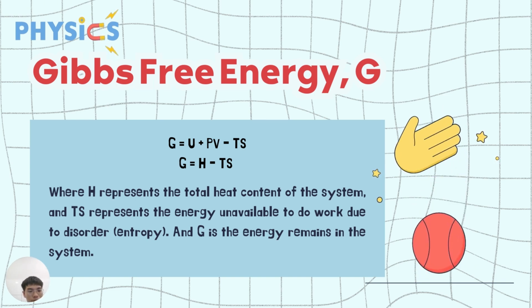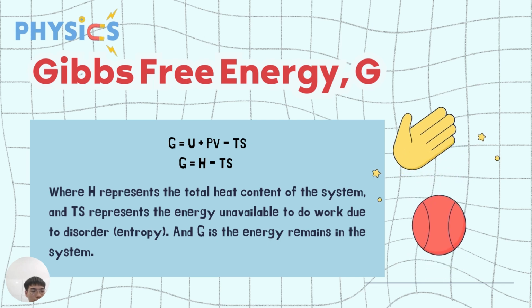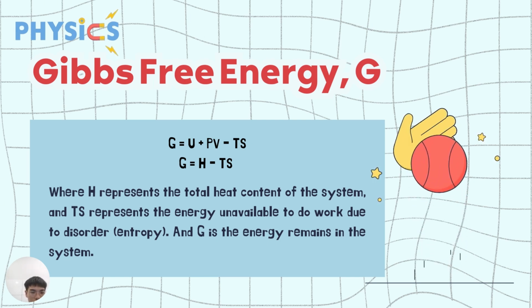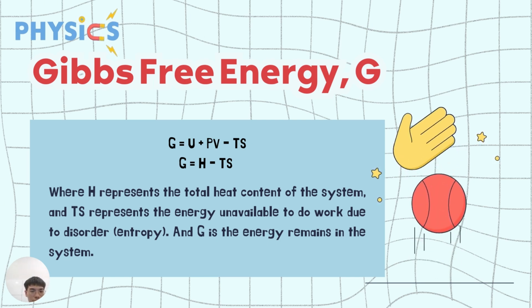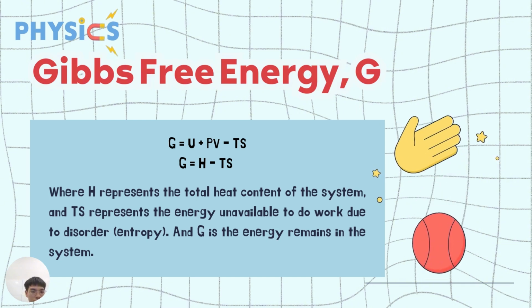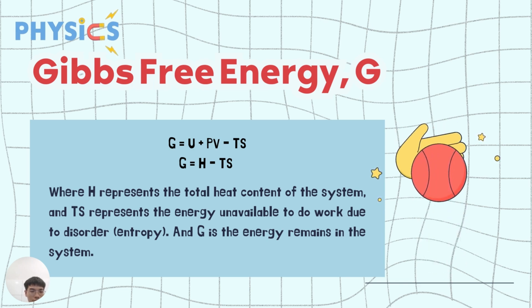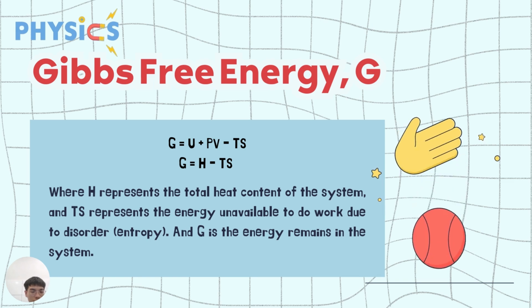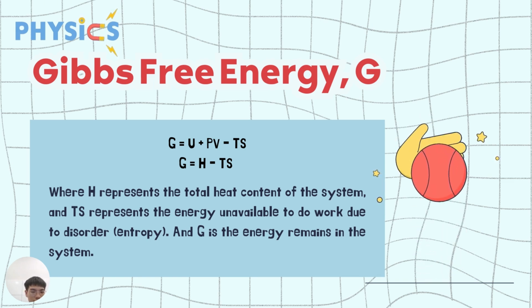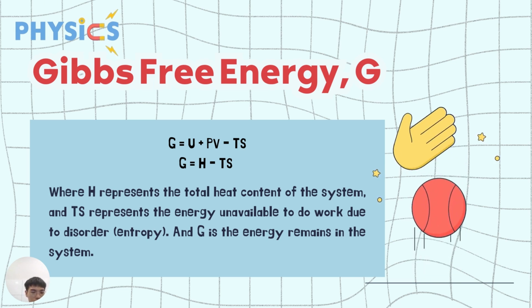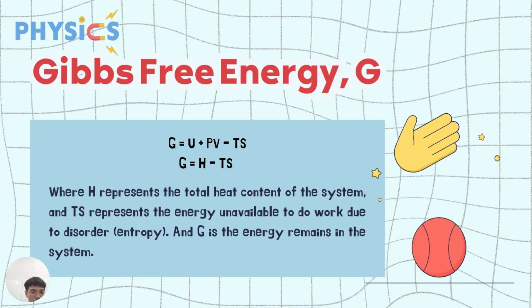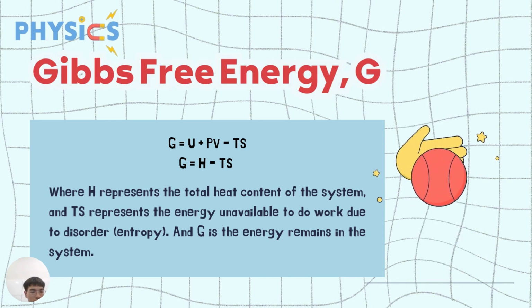Right now, I'm going to present the thermodynamic definition and significance of Gibbs free energy. So Gibbs free energy, which is denoted by G, is equal to U plus PV minus TS. U is internal energy, PV is work done, and TS is temperature times the entropy. If we use the definition of the enthalpy, we can change it into H minus TS. H represents the total heat content of the system. TS represents the energy unavailable to do work due to disorder, which is entropy. G is the energy that remains in the system after we subtract TS.